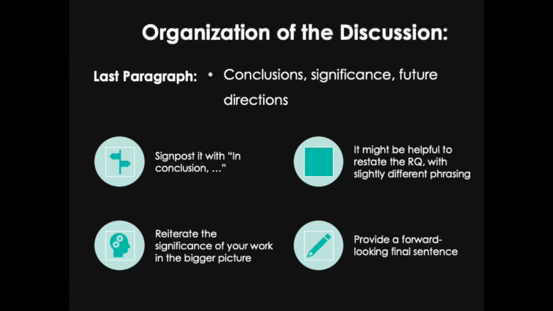You're going to talk about some conclusions. It might be helpful in this paragraph to again restate the research question, but don't state it word for word. Paraphrase it and make it sound a little bit different. And reiterate the significance of your work in the bigger picture in this paragraph. But you're not repeating what you've said previously. This should be a forward-looking paragraph, right? So you're looking towards the future. You're telling the readers what all this means in terms of going forward.